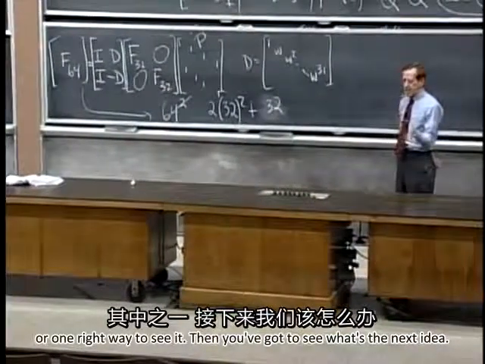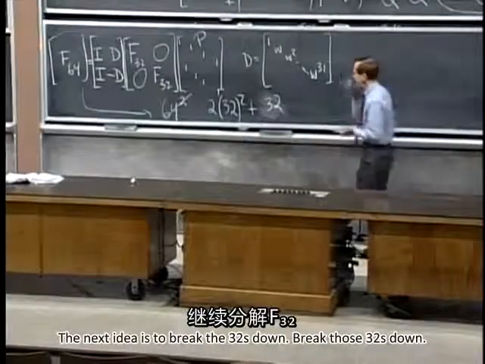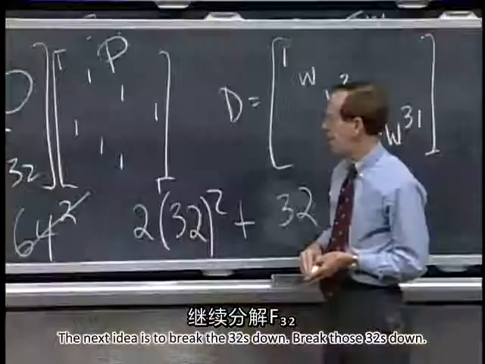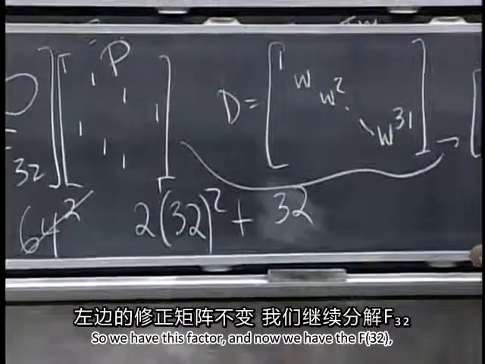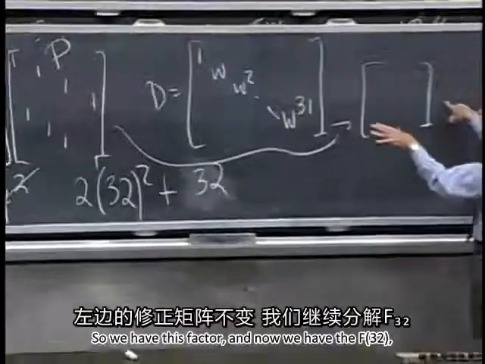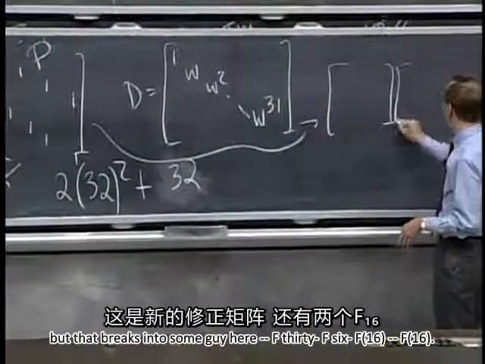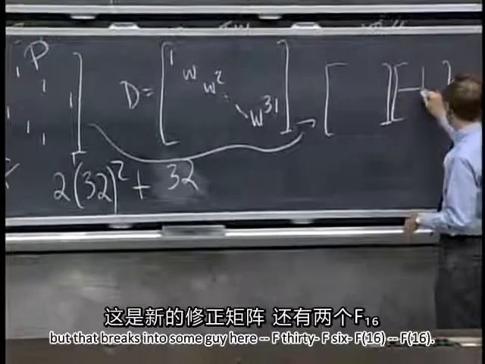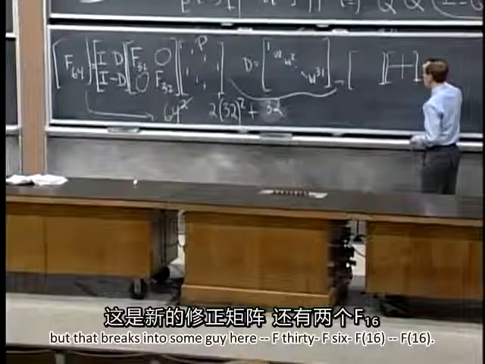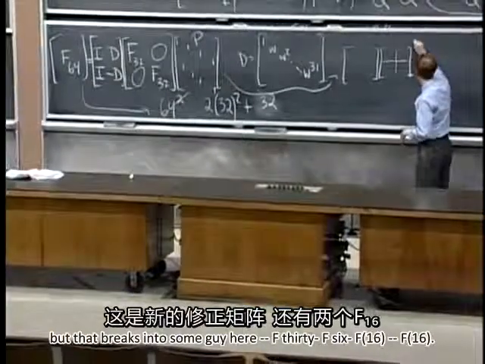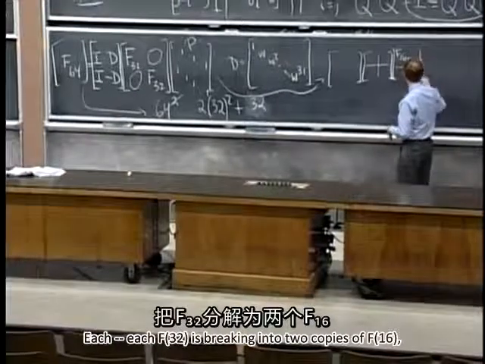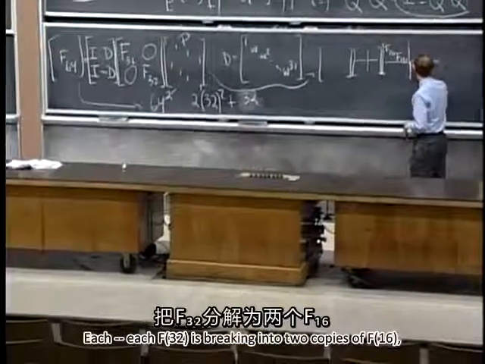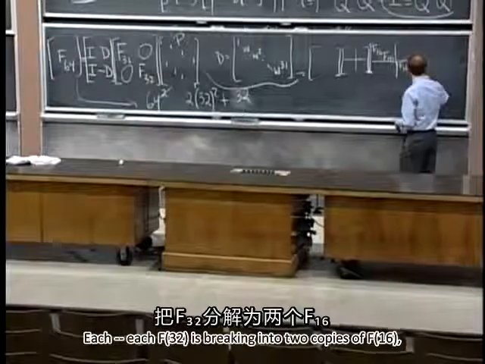Then you've got to see what's the next idea. The next idea is to break the F32s down. Break those F32s down. So we have this factor, and now we have the F32, but that breaks into some guy here, F32, F16, F16. Each F32 is breaking into 2 copies of F16.